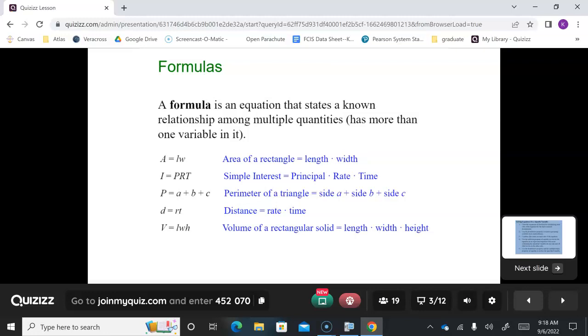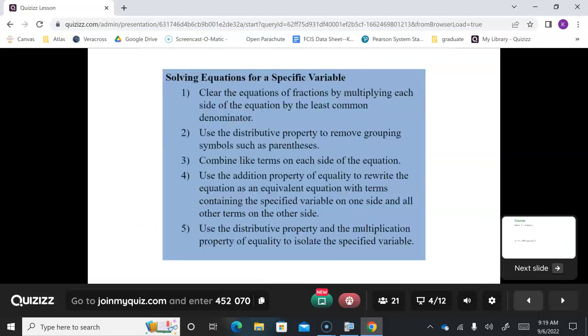So when we have area of a rectangle, knowing that L and W stand for length and width, okay? Simple interest, we'll be using simple interest, PRT, principal, rate, and time. We'll talk about that when we do compound interest a little bit later in the class period, okay? It's similar, just simple versus compound. Perimeter of a triangle, A plus B plus C. D equals RT, distance equals rate times time. That's one that's used a lot, okay? Volume of a rectangular solid, length times width times height, okay? Again, this is not an exhaustive list, but this just shows you some of the more common ones, as well as what each variable means.